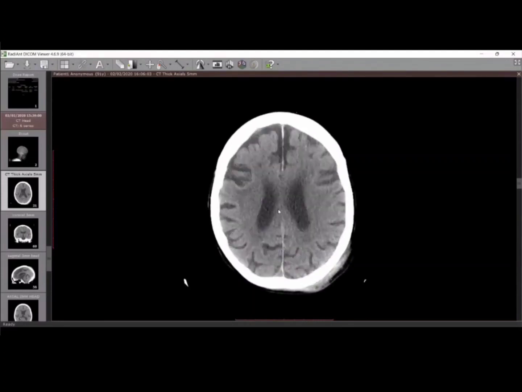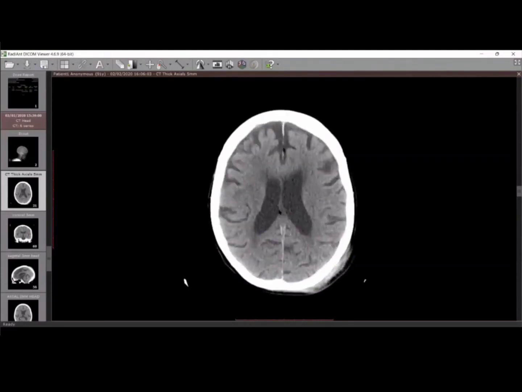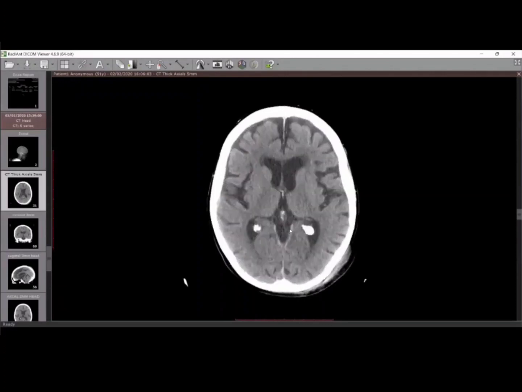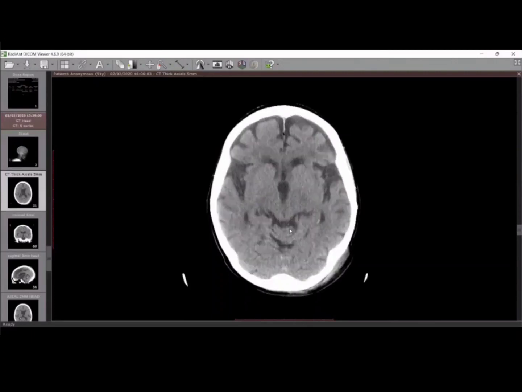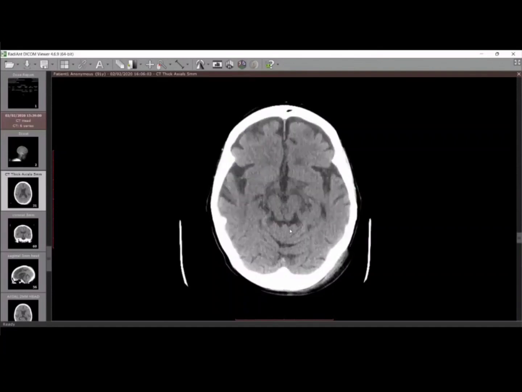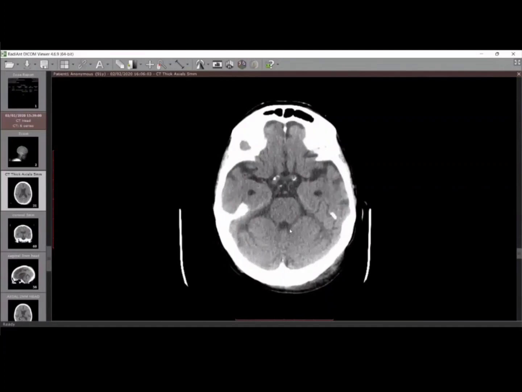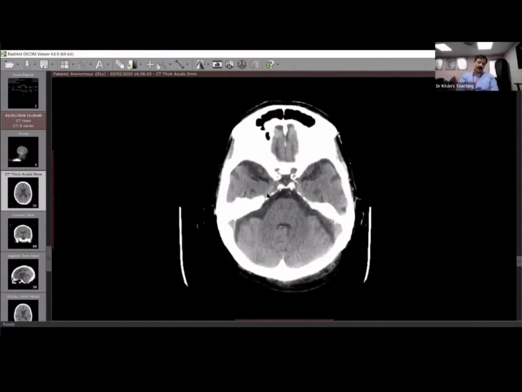I'm scrolling further. I'm having a look at the ventricles to see if there is any blood in the ventricles. I don't see any. The sylvian fissures also look okay. Okay, can I stop you there? Absolutely fine. This was the finding.